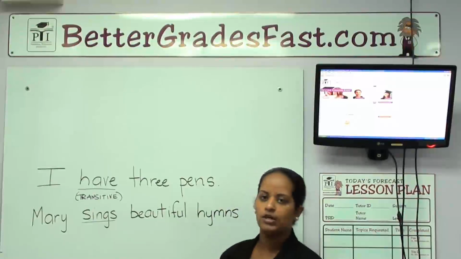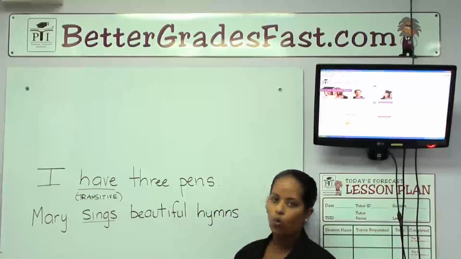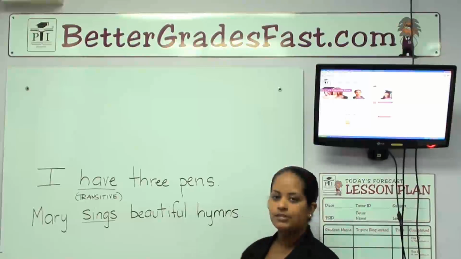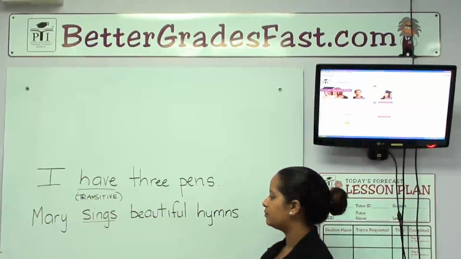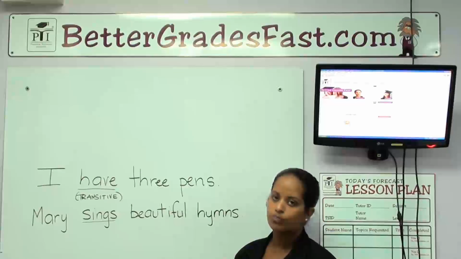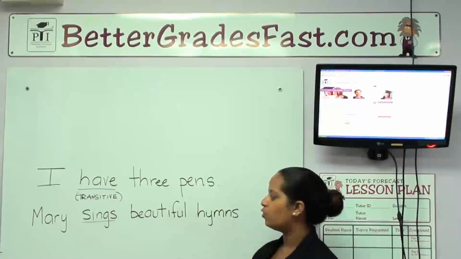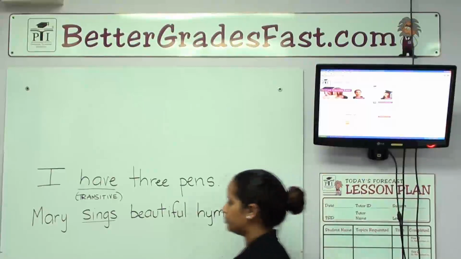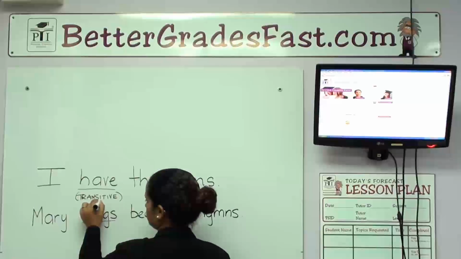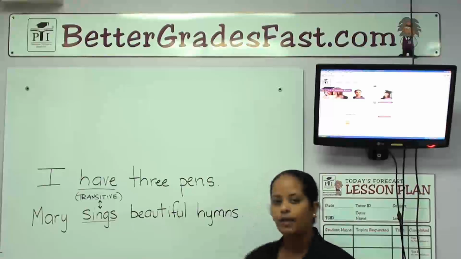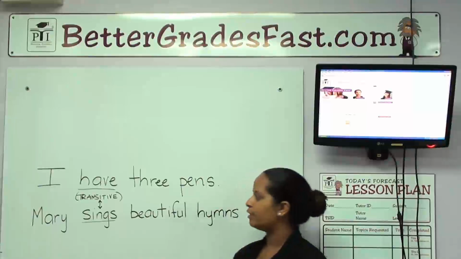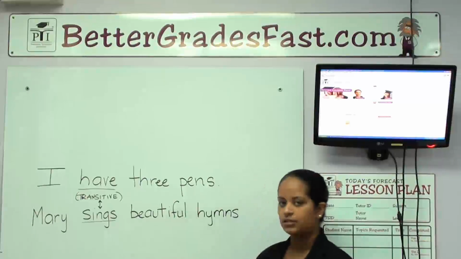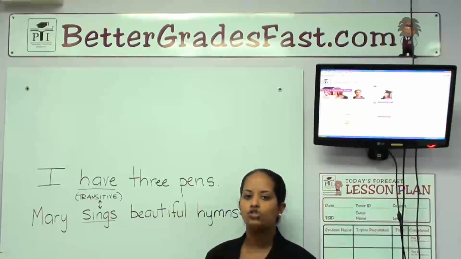Again, to determine your transitive verb, you need to say who or what after your verb and see if you get an answer. Mary sings who? No answer. Mary sings what? Beautiful hymns. Therefore, we know that sings in this sentence is a transitive verb. So here we have 2 sentences showing verbs used transitively. There are sentences, however, which have intransitive verbs.